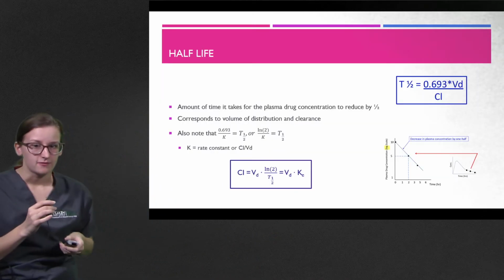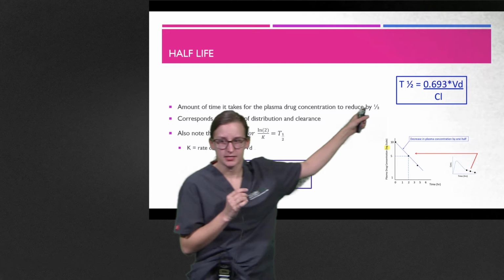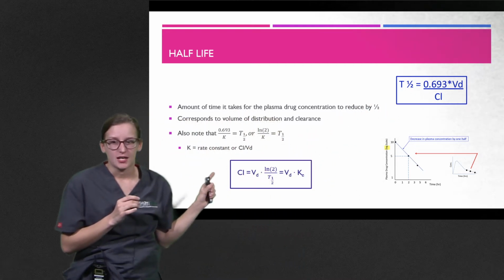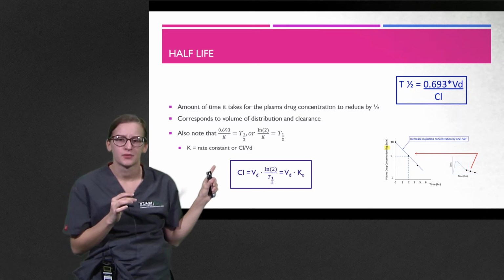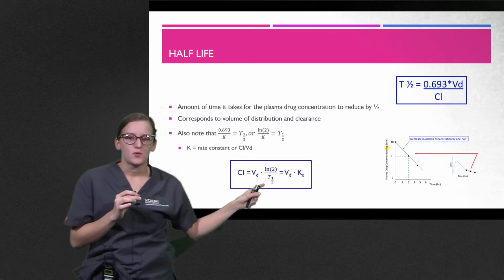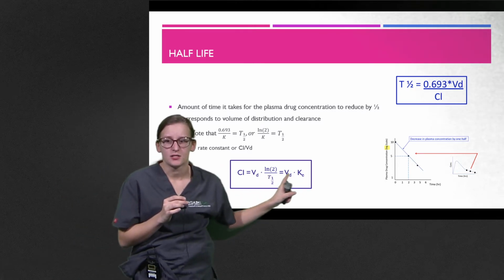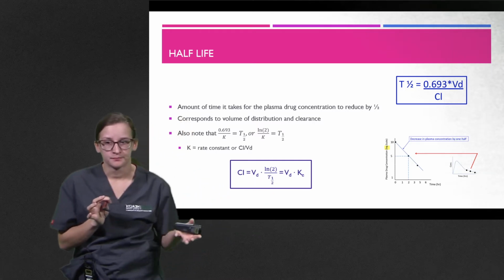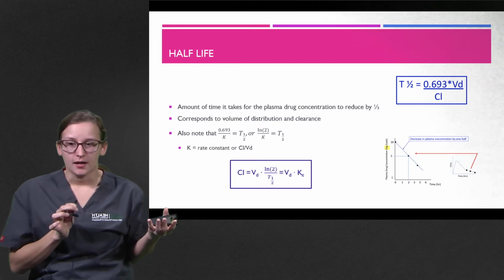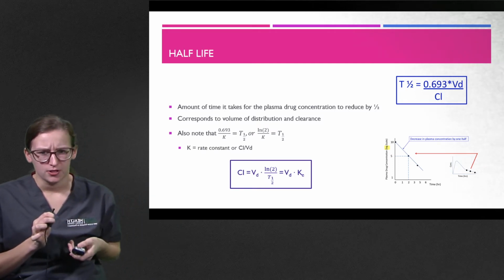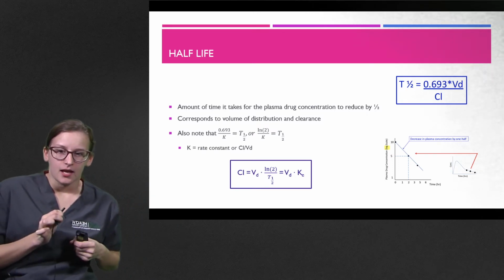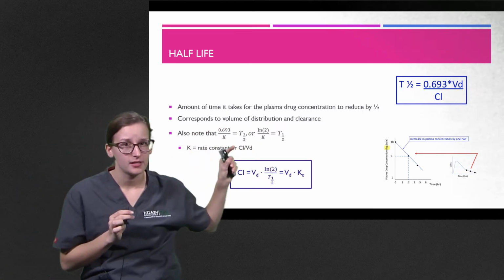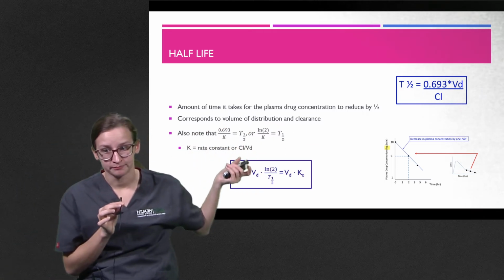All right, half-life. Once again, this is the equation Dr. C gives you. But this is also a way to understand that if you don't have half-life but you have the rate constant, then you can manipulate the equation to get the clearance anyway. It's the amount of time it takes plasma concentration to reduce by half. And I put there the relationship between K, or the elimination rate constant, and half-life.